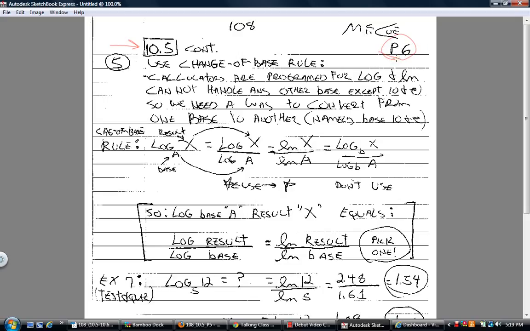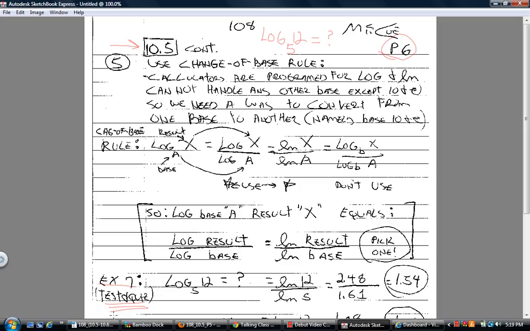We are going to handle a case of what do you do if you have something like log base 5, result 12, and they ask you what is that, what's the exponent? You can see I'm jumping down here to example number 7, which is going to be on the test and on the quiz. So we need to take a look at this first for a little bit, make sure we understand it.